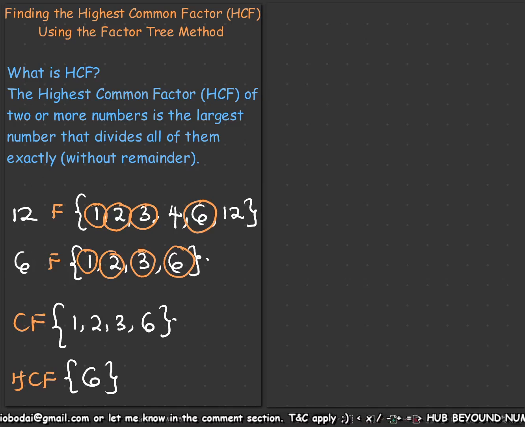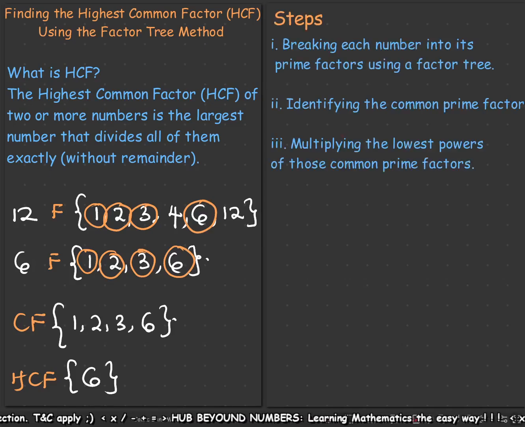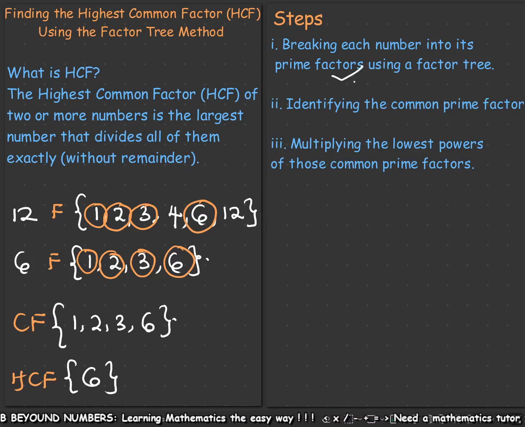So to determine the highest common factor using the factor tree method that leads to prime factorization, we need to consider the steps. You first of all need to break each number into its prime factors using the factor tree method. In this playlist, that is the previous video before this. Hence, if you don't know how to go through the factor tree to get your product of prime factors, I would advise you go over that before coming to this lesson.